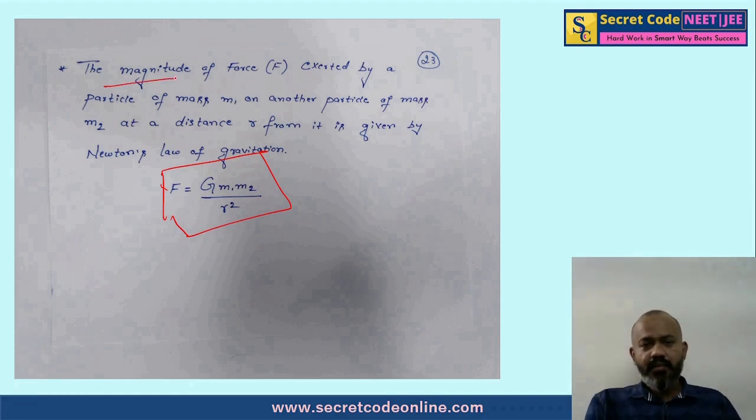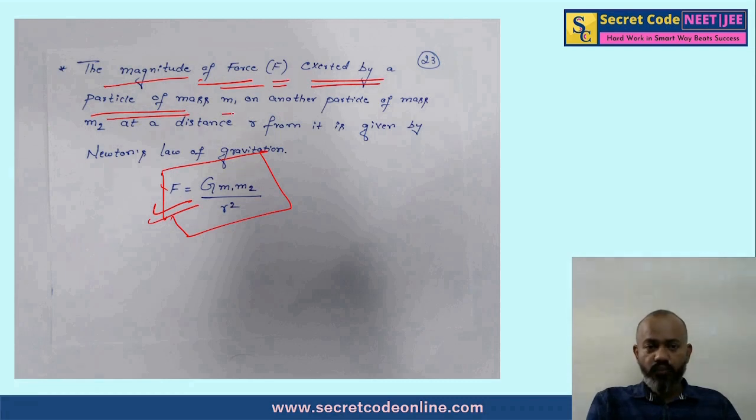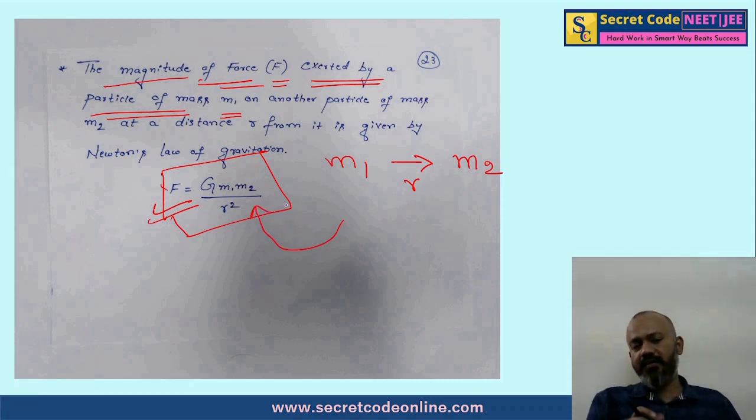But they say like this: the magnitude of force F exerted by a particle of mass m1 on another particle m2 at a distance r is given by this equation, gravitational force.